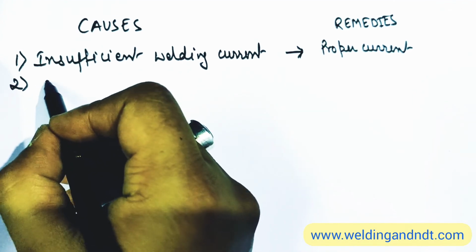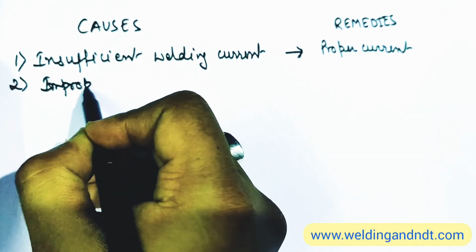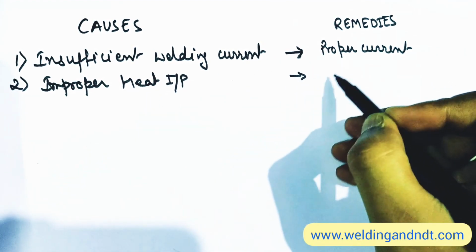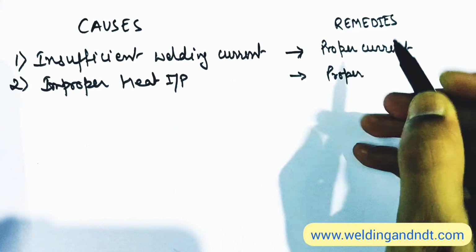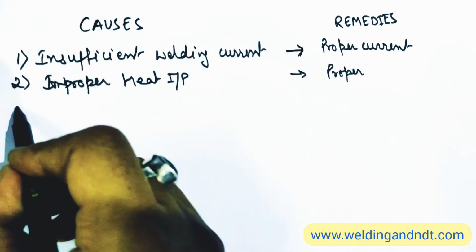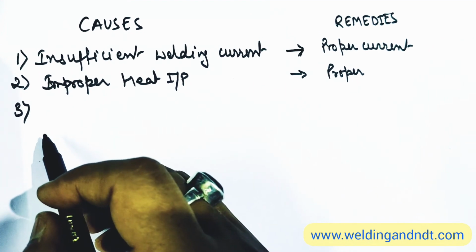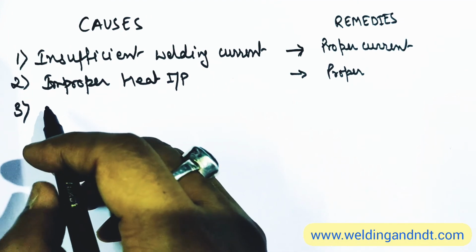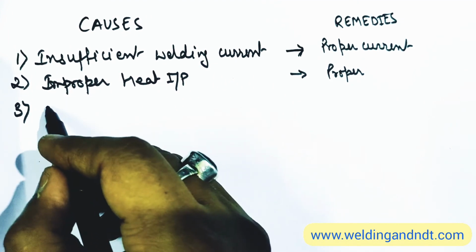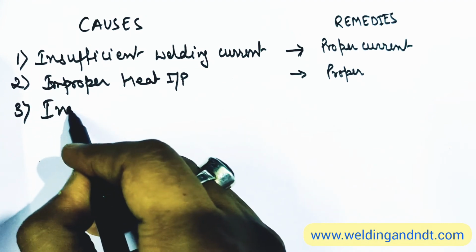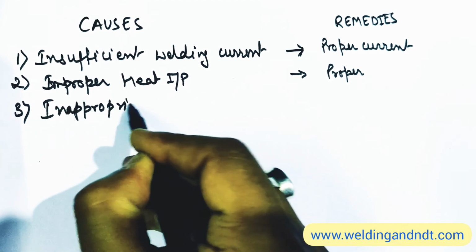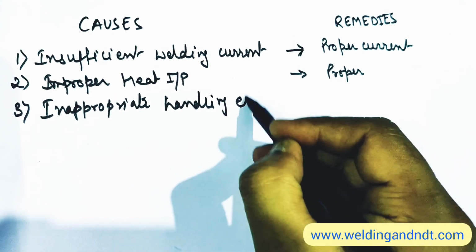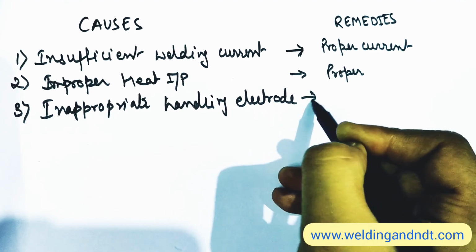Now the second thing is improper heat input. It is very important. Heat input must be proper, so that there will be sufficient melting of base metal and weld metal, so as to avoid the defect. Next, inappropriate handling of electrodes. The electrode must be handled in a proper manner.